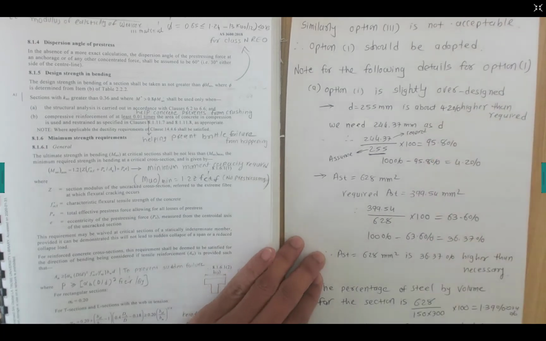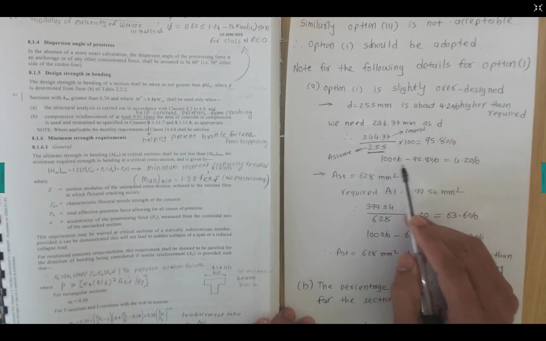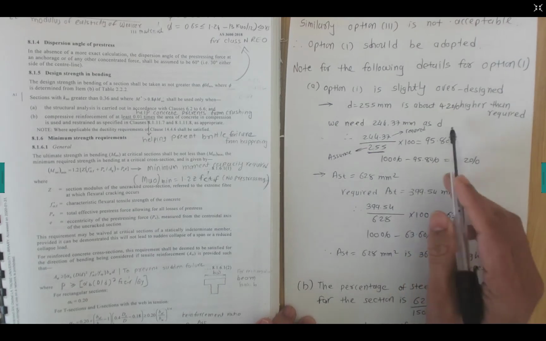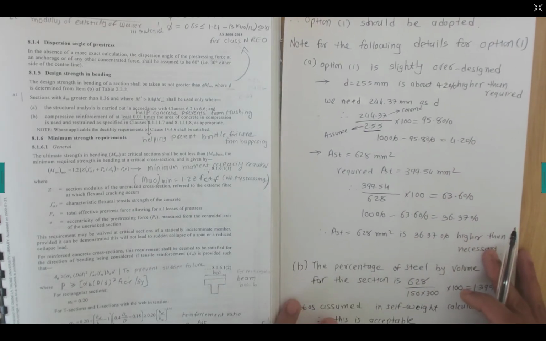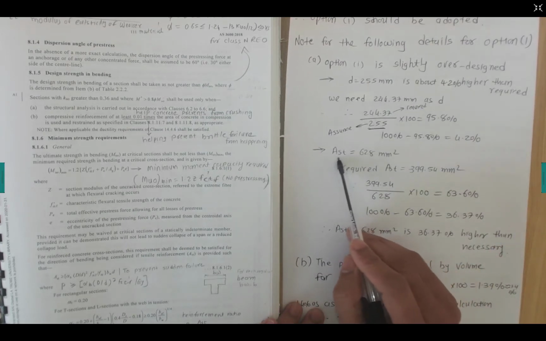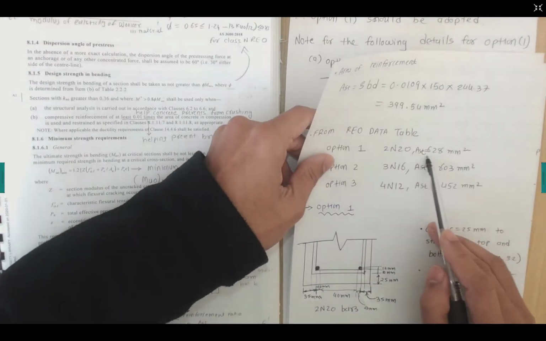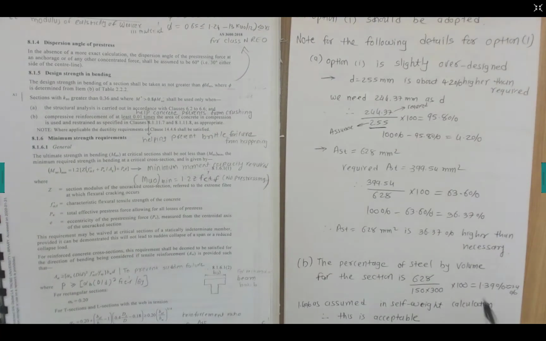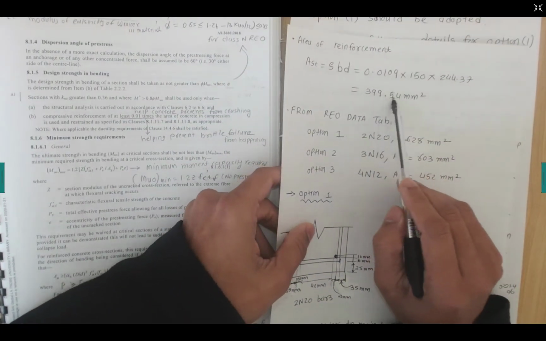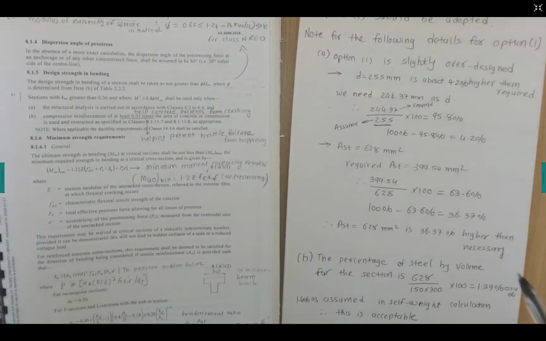If I do these calculations, I can say 95.8%, and 100 take away 95.8, so it's 4.2% higher, which is slightly higher. That is not an issue, just a quick check. But I also calculated the area of steel. For option 1, we have an area of 628 millimeters squared. The required area that we calculated was 399.54. We need to provide a minimum of this, so we go for 628 millimeters squared.